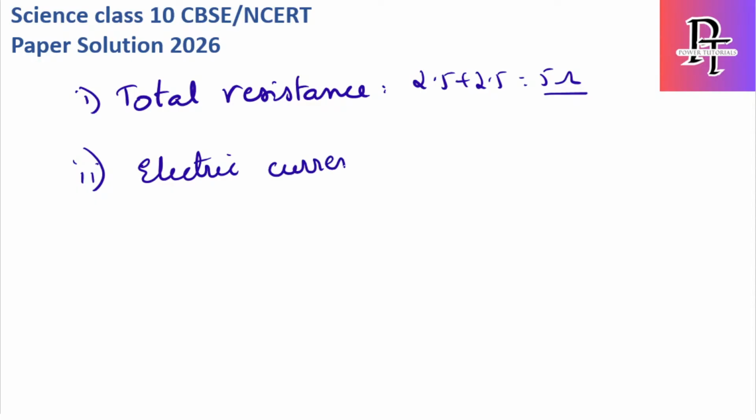So for this we have to use Ohm's law. Ohm's law states that V is equal to IR. So current is equal to voltage by R. Voltage is 10 and the resistance, we got 5. So the current drawn is 2 amps. Okay.